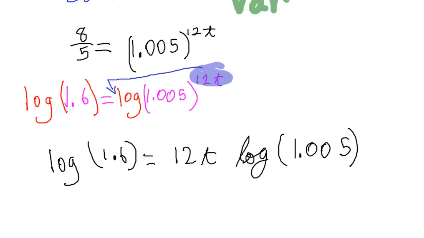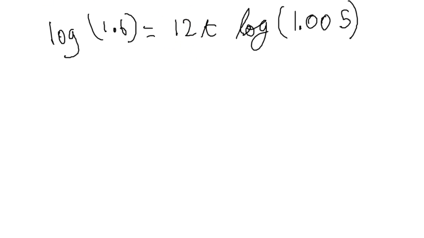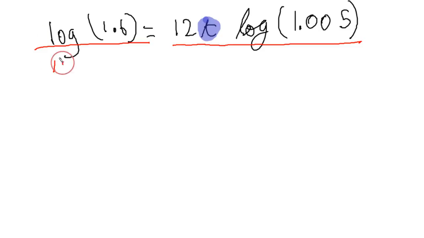Of 1.005. Okay, so again, what we're trying to do is get this variable t by itself. That's our goal. Right now, I can see that it's being multiplied by 12, and it's also being multiplied by this log 1.005. So I'm going to have to divide this entire side and this entire side. What am I going to divide by? Well, I see 12 is being multiplied by t, so I know I'm going to have to divide by 12. So go ahead and do that on both sides.